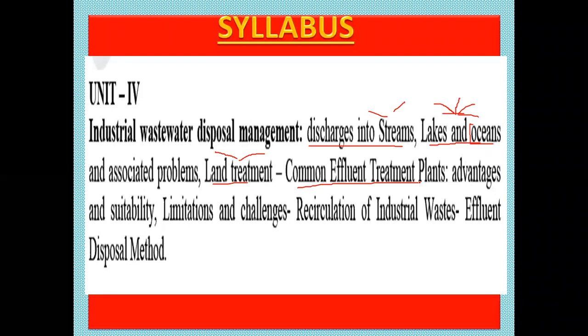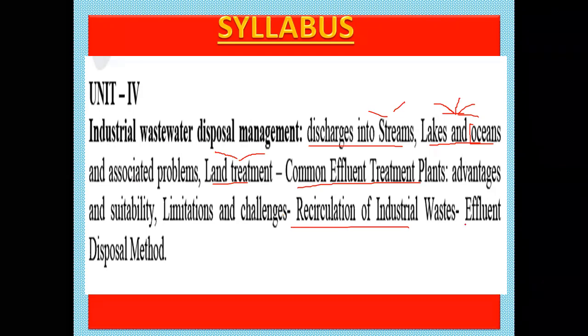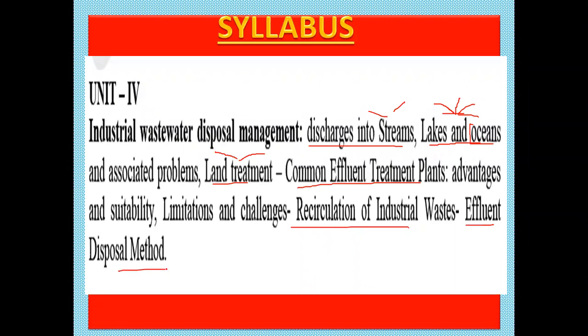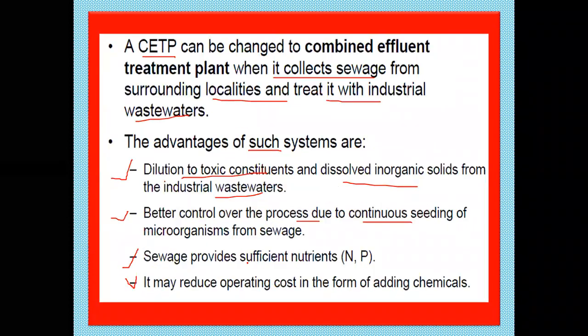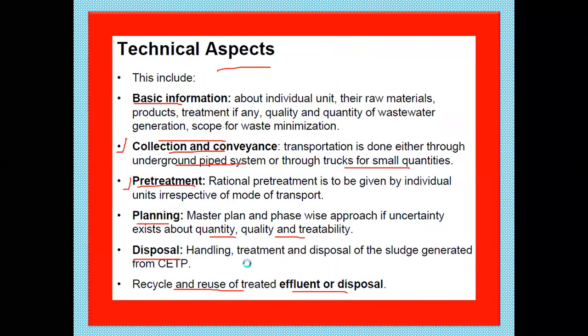And also, wastewater characteristics from unit 1 to unit 6 are the same. What are those? BOD, COD, SS, TOC, oil and grease. These are the characteristics. Next, the recirculation of the industrial waste: how we are recirculating the industrial waste, in what ways, what are the methods, and what are the effluent disposal methods. The balance things we'll discuss in this class. This is completed in the morning session. So I'll share this PPT in your group.